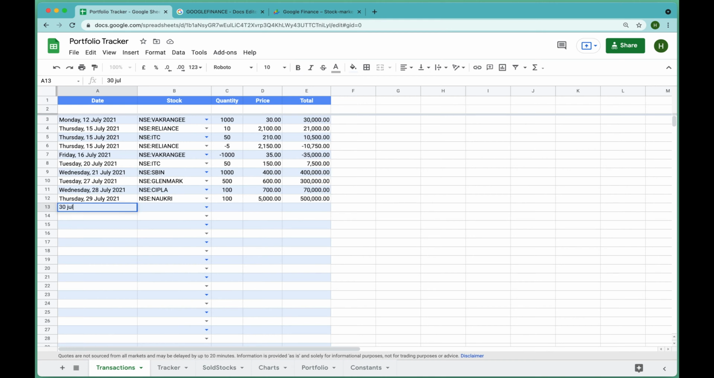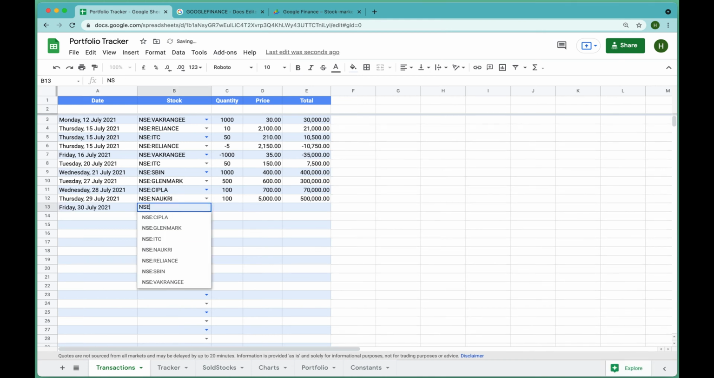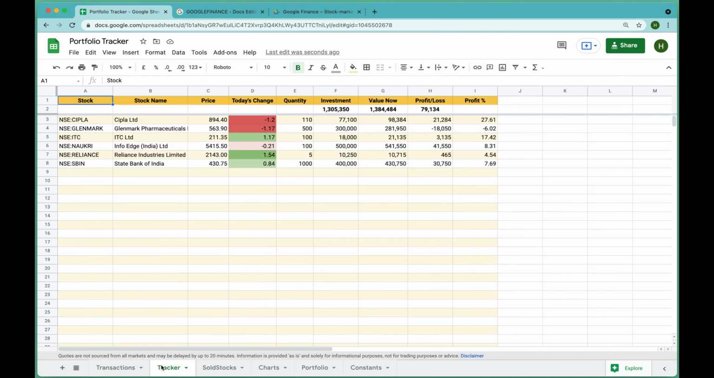This data is used by the other sheets to show some meaningful data that you can track. To show you how you need to populate this, say you buy a Cipla stock on 30th July and you bought 10 quantities of it at a price of Rs 710 each. So in total you invested 7,100 in this stock. Now when we go to the tracker sheet, we see all the data scraped from the transaction sheet.